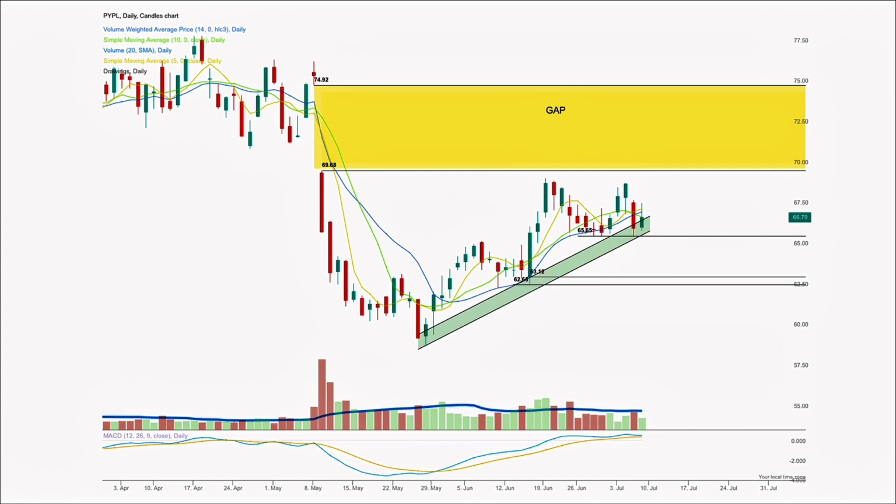Additionally, it is important to keep an eye on the MACD, as a downward crossover below the MACD line would be a bearish signal. If that occurs, PayPal may move towards the price level where it previously reversed on June 15th.